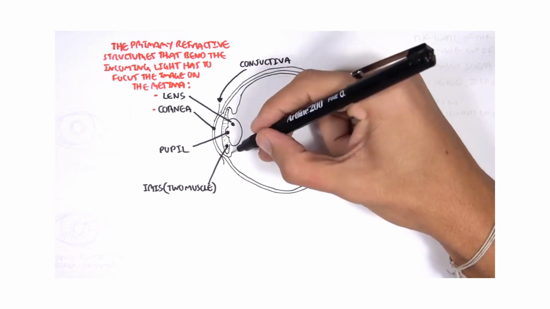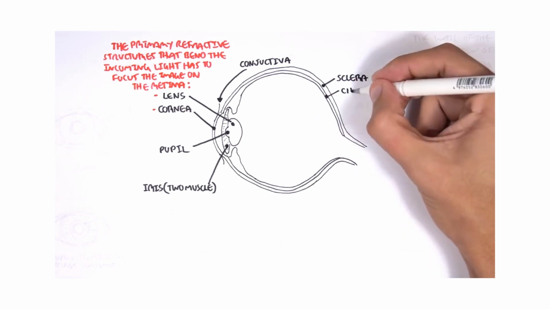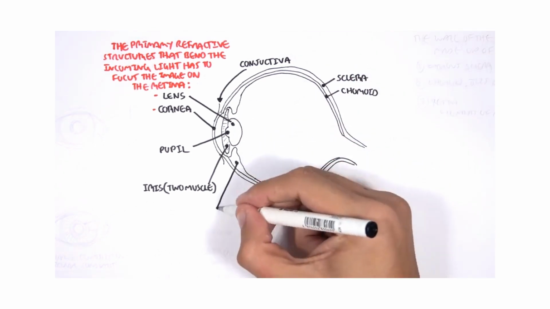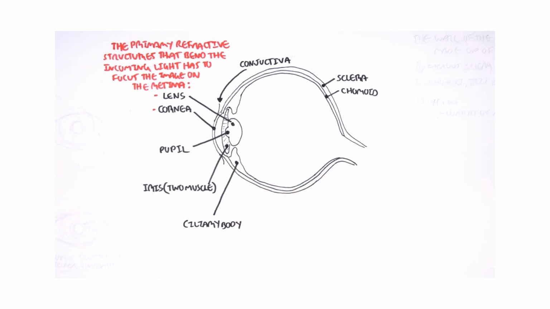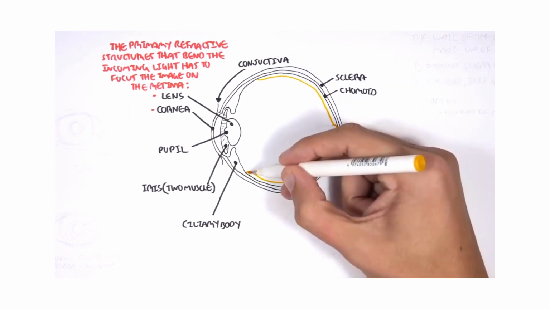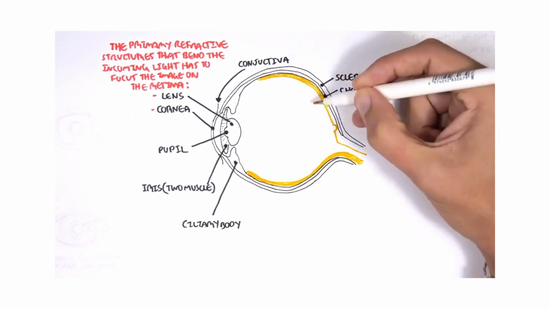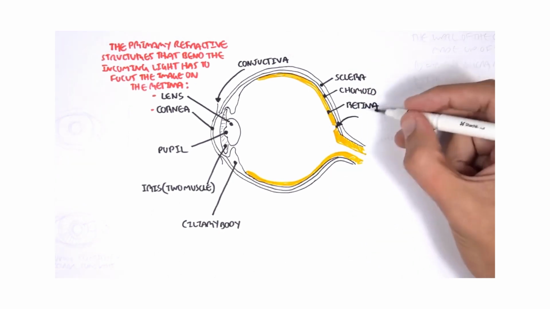So the layers of the eye on the posterior aspect, from the outside, we have the sclera, then the choroid. Within the same layer of the choroid are the ciliary bodies. The choroid, ciliary bodies, and iris make up what is known as the uvea. The inner layer of the eyeball is the retina, which contains the photoreceptors. The retina has a section called the fovea.